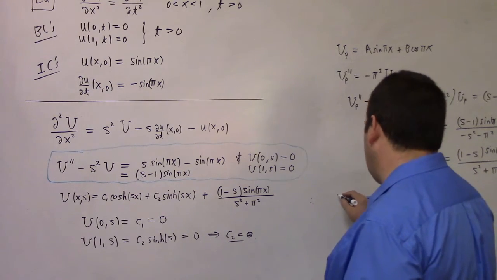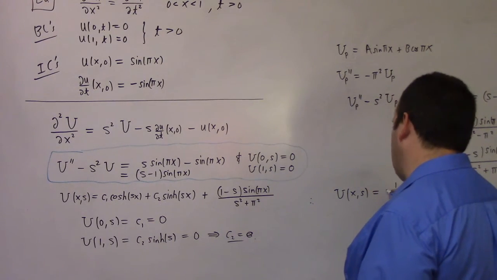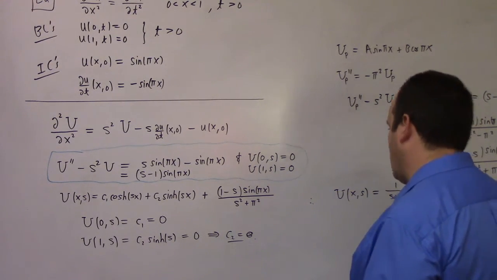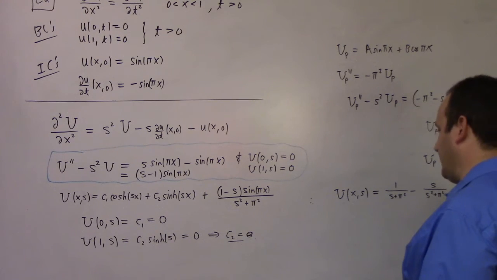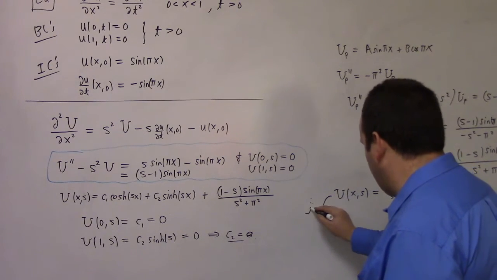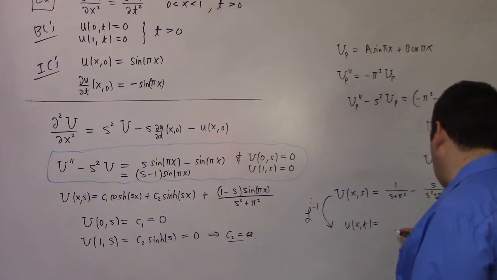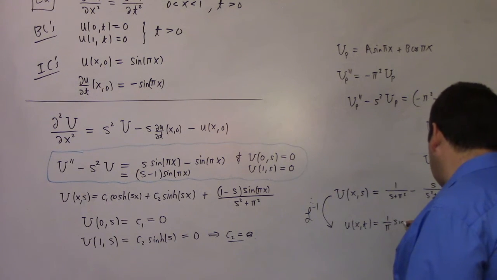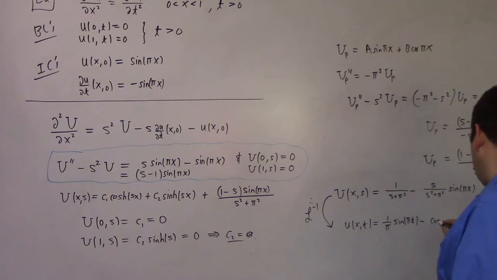So therefore, U of xs is equal to 1 over s squared plus pi squared minus s over s squared plus pi squared times the sine of pi x. So taking the inverse Laplace transform with respect to time, this gives us u of xt equals 1 over pi sine of pi t minus the cosine of pi t times the sine of pi x.